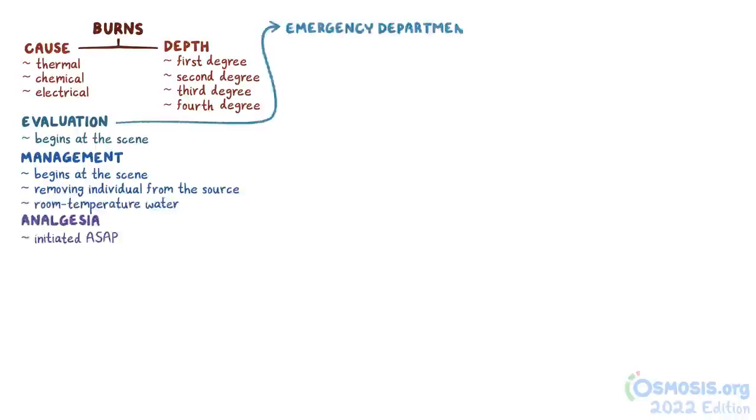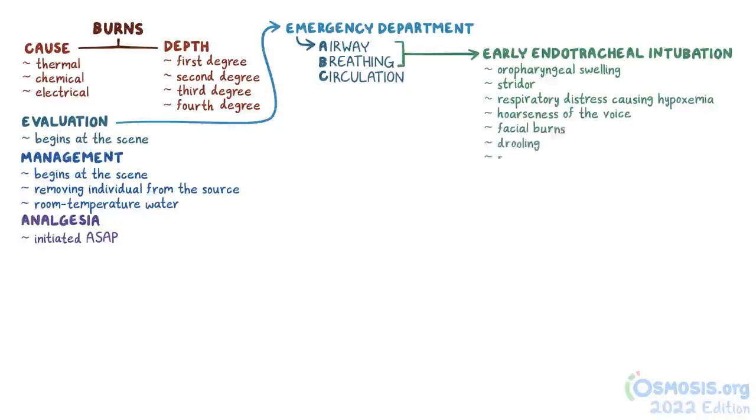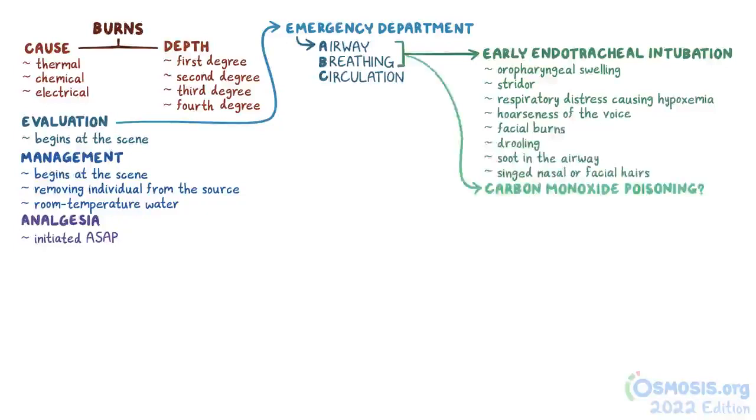In the emergency department, evaluation begins with the ABCs: airway, breathing, and circulation. Early endotracheal intubation is indicated if the individual has any of oropharyngeal swelling, stridor, respiratory distress causing hypoxemia, hoarseness of the voice, facial burns, drooling, soot in the airway, or singed nasal or facial hairs. When carbon monoxide poisoning is a concern, 100% oxygen is provided, and carboxyhemoglobin levels are measured.